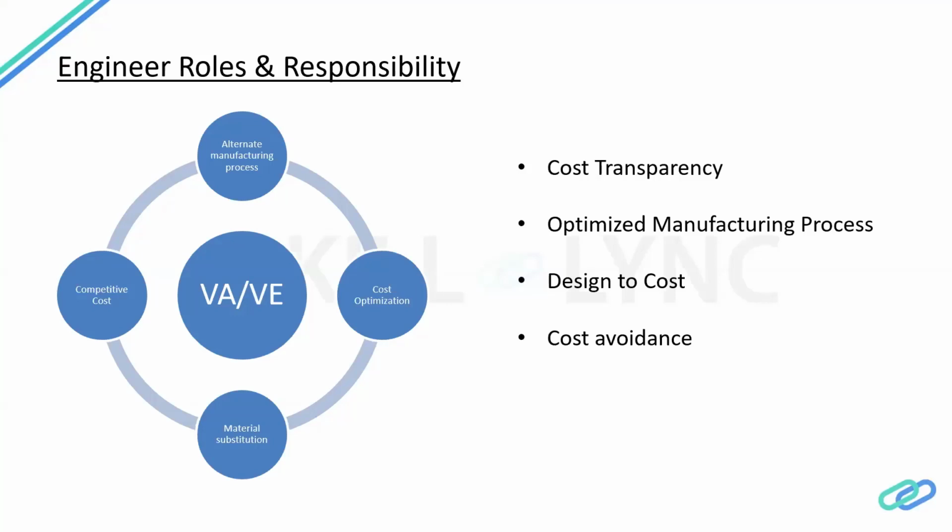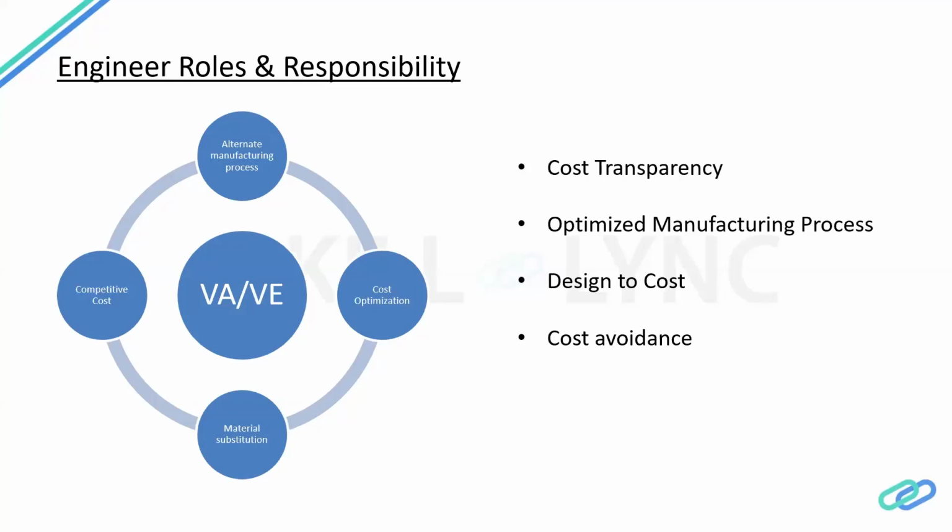If an R&D team makes some material changes and wants to know the cost, getting a quote from a supplier is challenging. If we have a VAVE team or a costing team inside with us, they can support us. What is the change of material cost? What is the change of cost when we do any material substitution? With our cost transparency we can provide cost optimization, and we can suggest alternate manufacturing processes, all for competitive cost, to be competitive in the market.